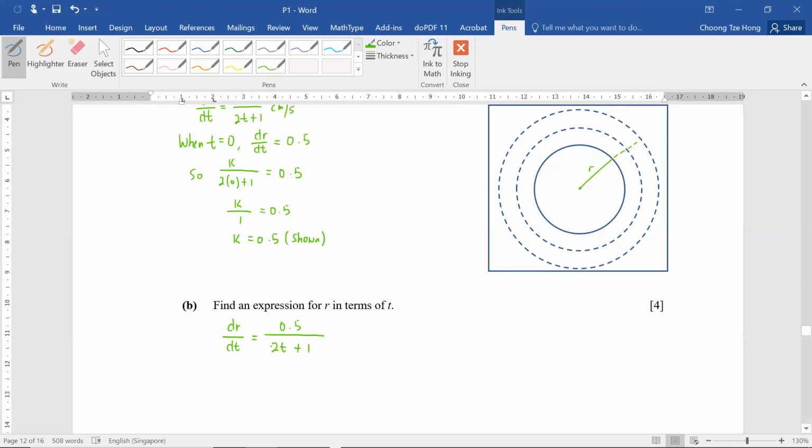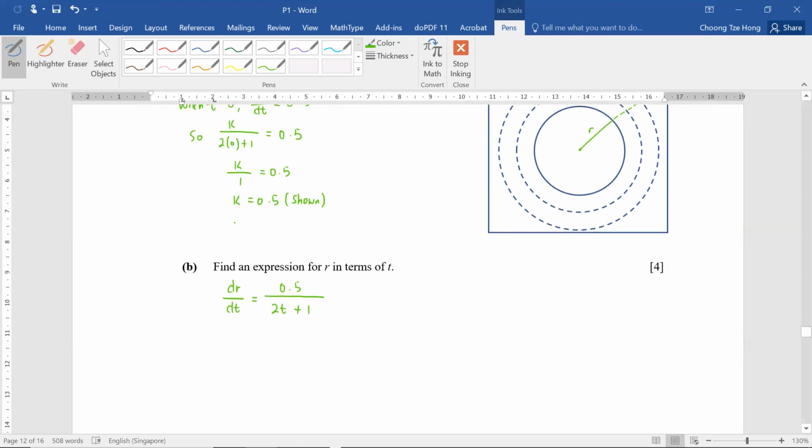To find an expression for r, since we know the equation for dr/dt already, what we need to do is integrate dr/dt with respect to t. That will allow us to find r. So that's basically what we need to do, and we're going to integrate this.